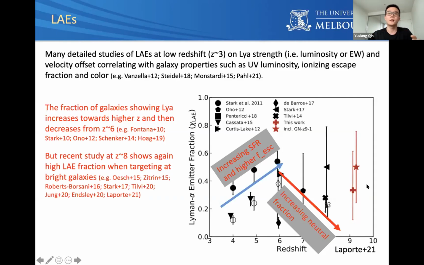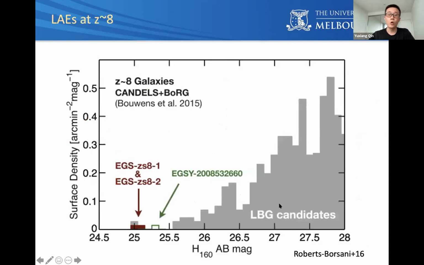But in more recent studies, when they focus on redshift 8 galaxies, but very bright galaxies, they also find that the Lyman alpha emitter fraction seems to be very high. But this is only focusing on the brightest galaxies. So this plot from Roberts-Borsani et al. 2016 shows you the number density as a function of the UV luminosity for all the Lyman break galaxy candidates at redshift 8. Highlighted in the colored histogram are the confirmed Lyman alpha emitters at this redshift. So you can see those are very bright galaxies among the current sample that we have.